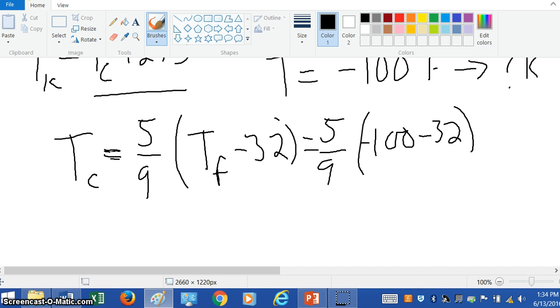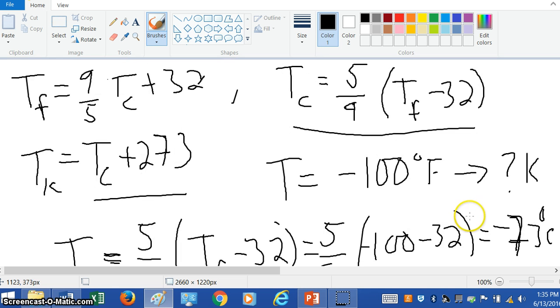So when you do this, negative 132 times 5 divided by 9, I get negative 73.3. Negative 73.3. I'm just going to put degrees Celsius. Right? It's negative 73.3. But rounding, that's fine.